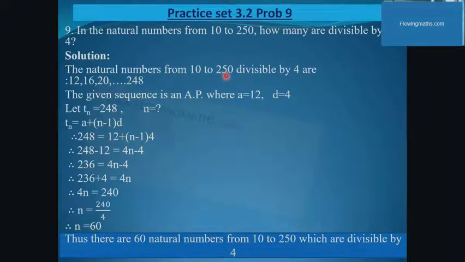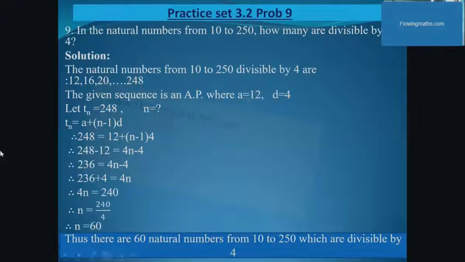At the end, 250 is not divisible by 4. 249 is not divisible. 248 is divisible. So we put 248 as the last term. So how do we do it? From 10, 10 is not divisible by 4, 11 is not, 12 is, so we put 12 as the first term. After 12, the next number divisible by 4 is 16. So this is the sequence, up to 248.